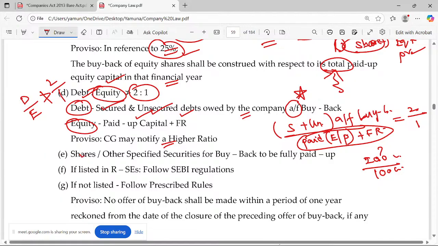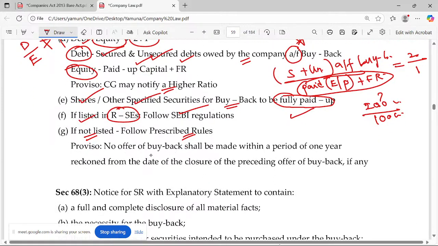Then the next point: shares or other specified securities for buyback should be fully paid up. If it is partly paid up, convert to fully paid up first. If listed in recognized stock exchanges, follow SEBI regulations. If not listed, just follow the prescribed rules.